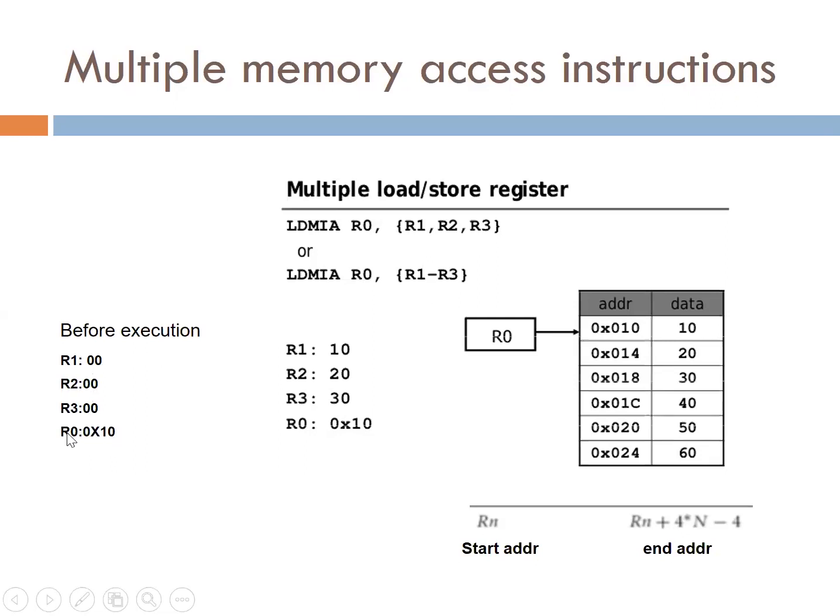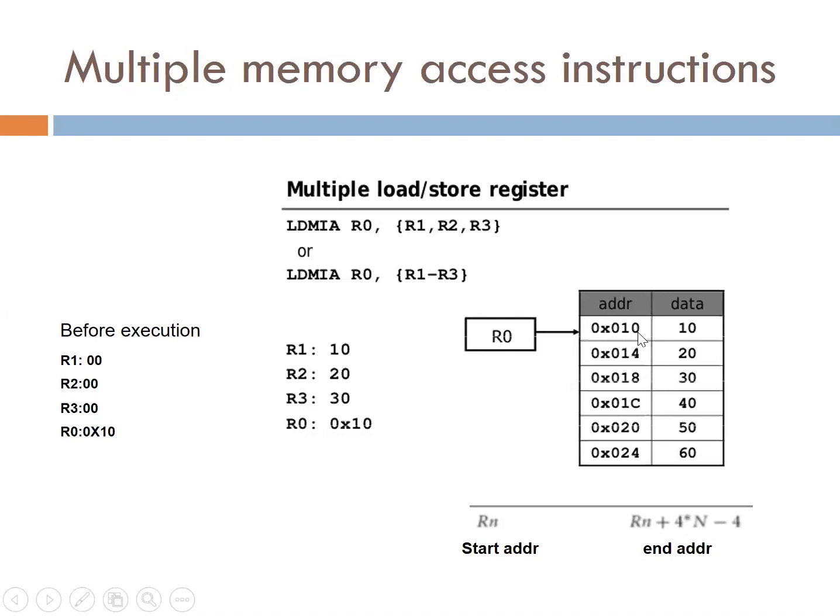Again, I am repeating, R0 is a 32-bit register. For simplicity, we are representing it in this way. Actually, it will be preceded with zeros, so totally it has 8 digits, that is 32 bits. Now what is the memory address given here in R0? It is 0x10. Now let us find where that address is. It is pointing to the memory address 0x10.